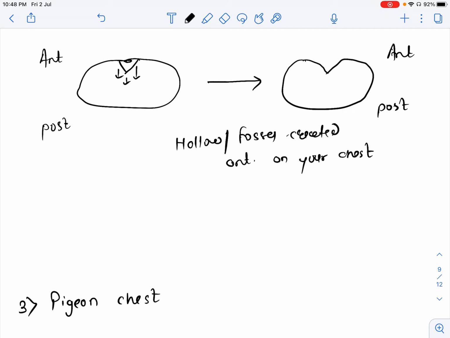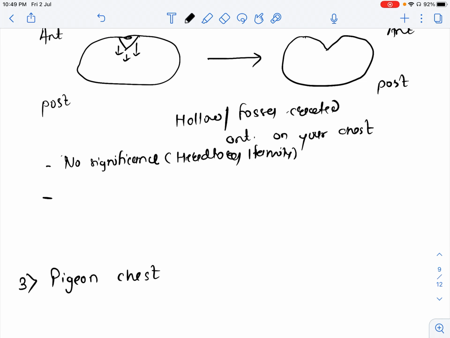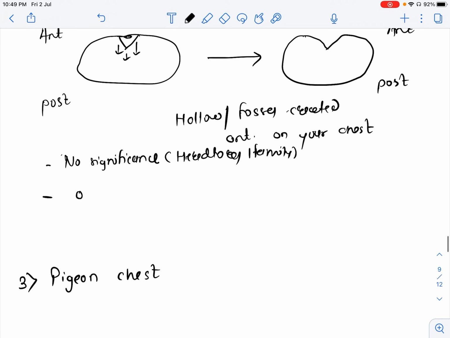Now what are the causes? See, sometimes they are of no significance in some patients. Sometimes they are just familial or hereditary. The second thing is occupational.